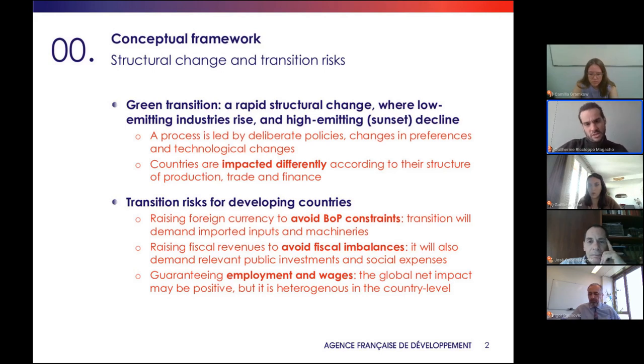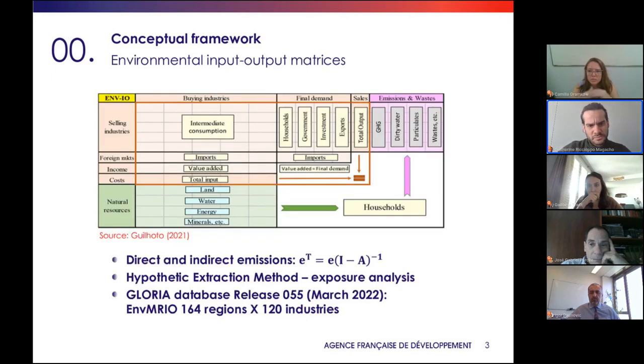And finally, of course, if you're talking about developing countries, we need to generate employment and increase wages, and then we need to look at the importance of these industries for generating employment and wages. Of course, there is a lot of discussion about green industries, these new sunrise industries, being more labor intensive and generating employment and wages, but this is not going to be homogeneous across countries. There will be some countries that will lose, some countries that will win, and we need to look at this.